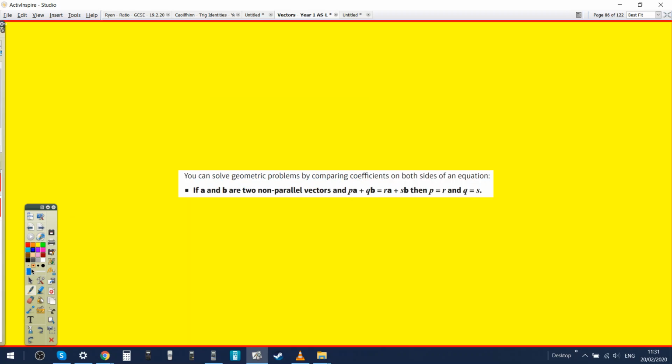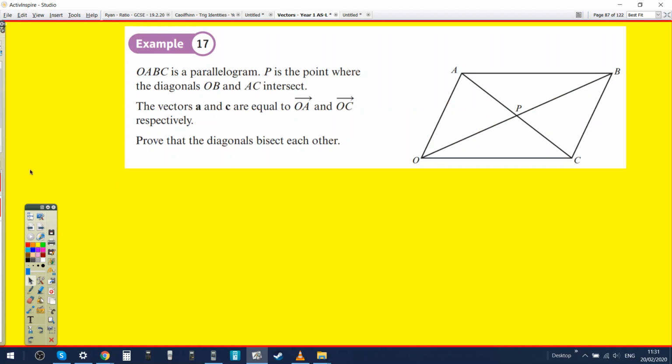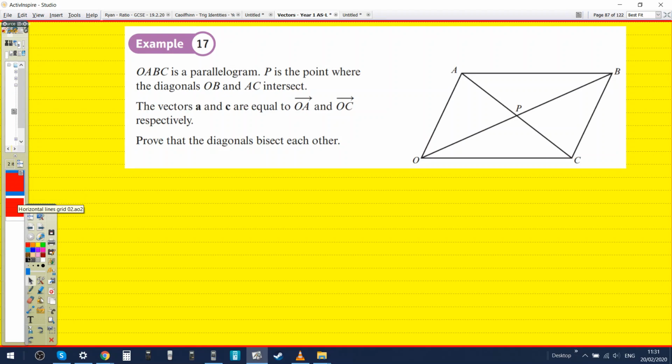Good. Let's see. Parallel. By comparing coefficients of parallel. If A and B are two non-parallel sides, and P2, what's that about? I think they're just putting it formally. Okay. How about this one?